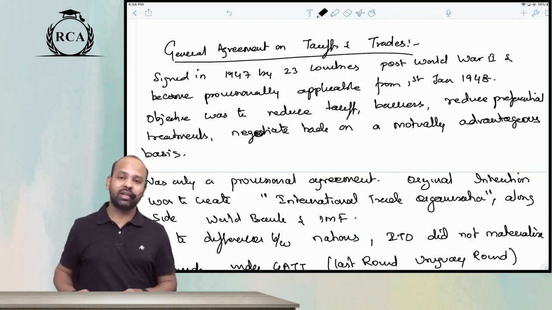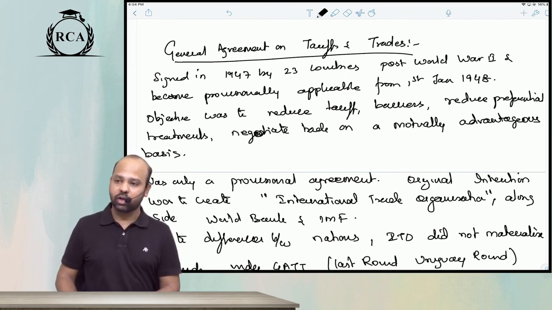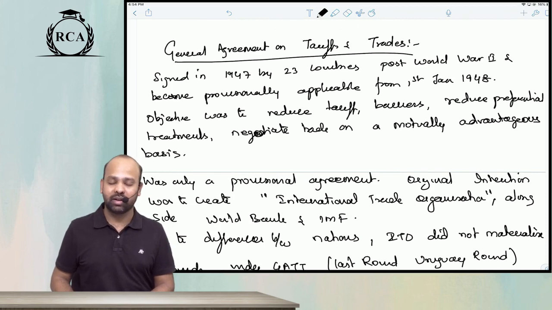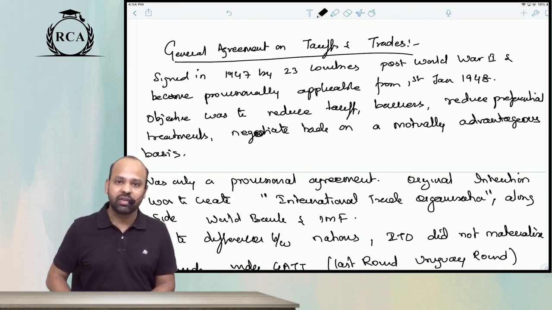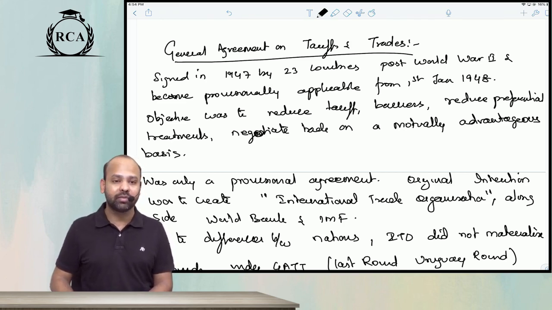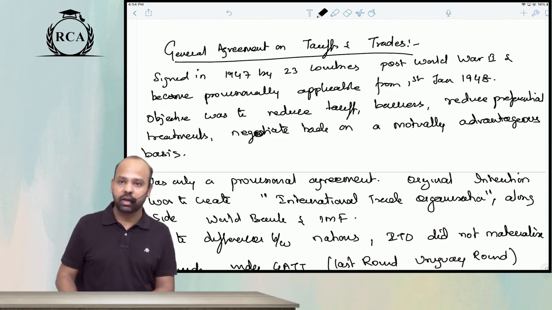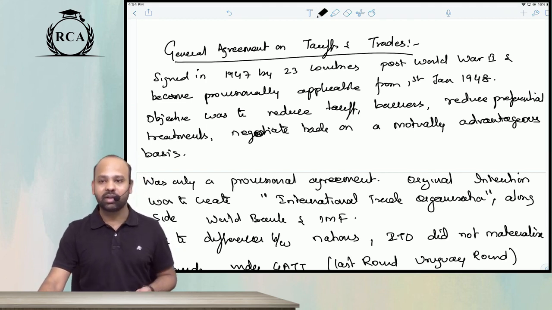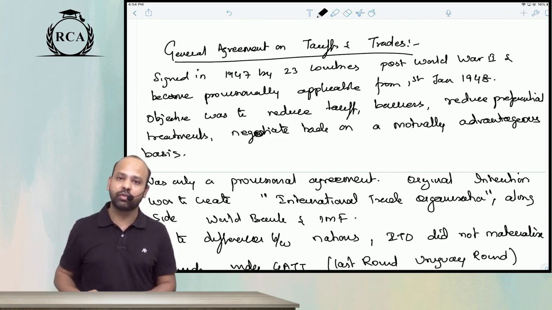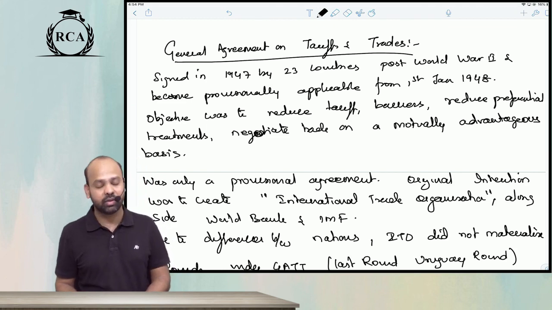I spoke about general agreement on tariffs and trade after this. I told you that after World War II, guys, countries realized that they will have to promote international trade for greater efficiency, for increase in global output, for increasing the economic efficiencies of the country, for increasing the economic activity in multiple countries. So this agreement was signed by 23 countries in the year 1947, guys, provisionally applicable from the year 1948. Initially only 23 signatories, remember, guys.